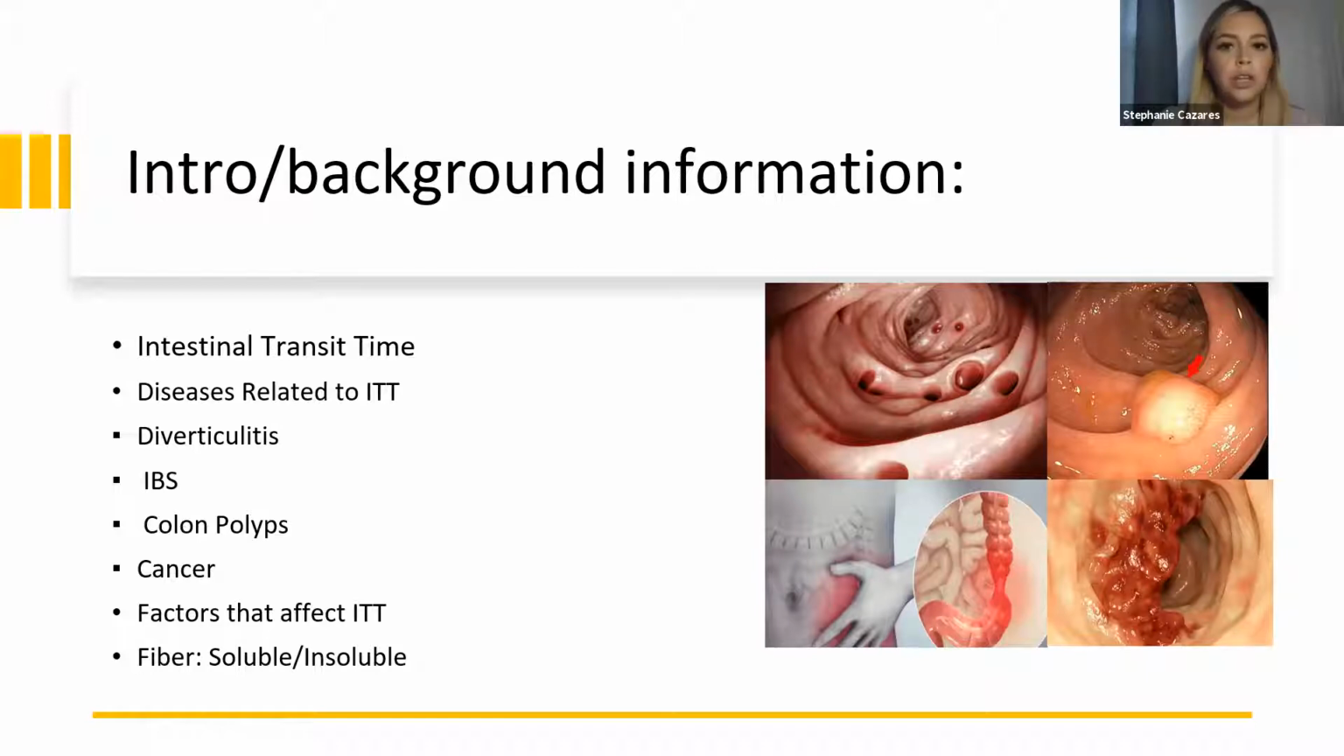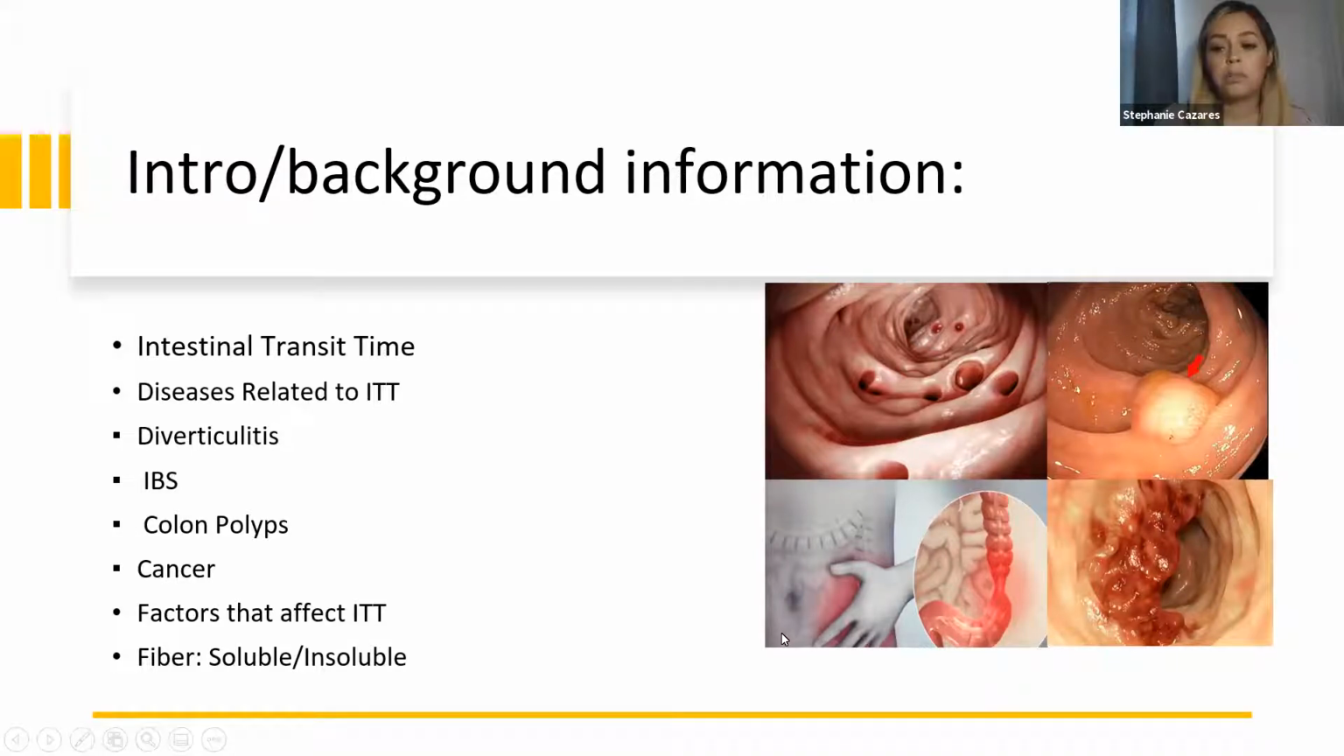Diverticulitis is a condition that involves small bulging pouches that form in the digestive tract. And here we can see an example of diverticulitis, and this is very common in people over the age of 40. IBS, or irritable bowel syndrome, is another condition that results in pain in the abdomen, gas and bloating, diarrhea, or even constipation. And here we can see a picture of someone with IBS.